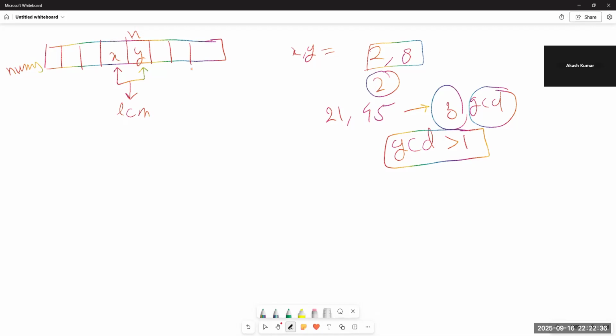And we have to do this process until we are unable to find any pair of non-coprime numbers. When this process ends, the remaining elements will be the result array. The result array will be returned. So let's say we are given 21, 45.